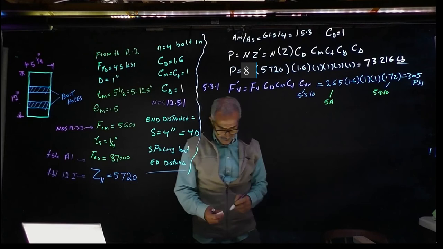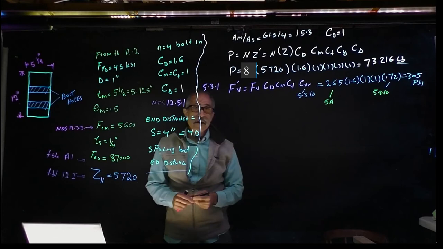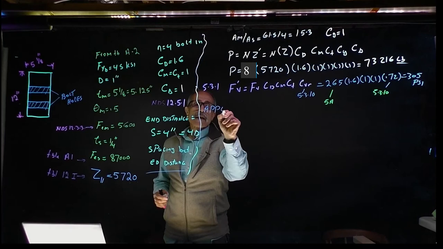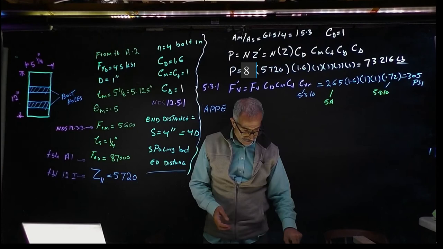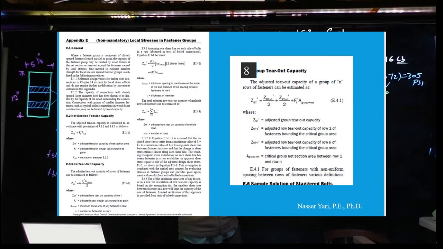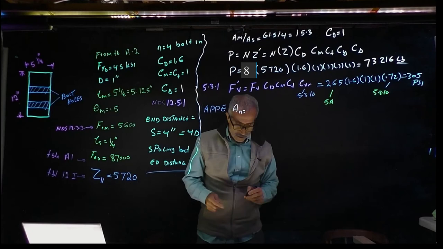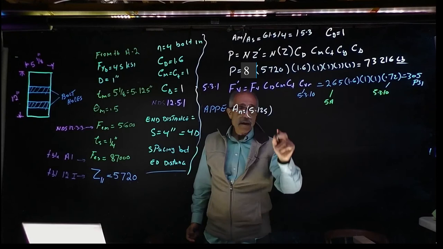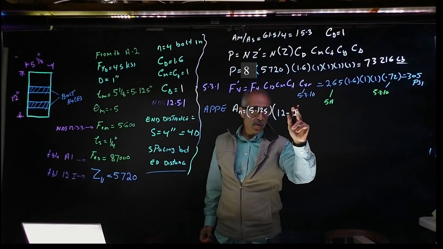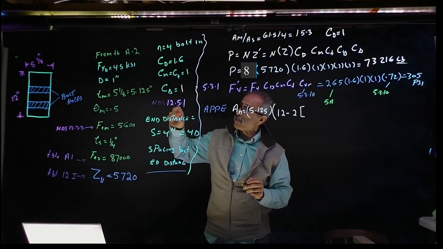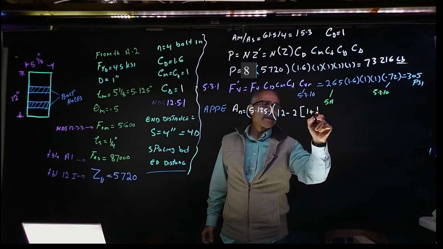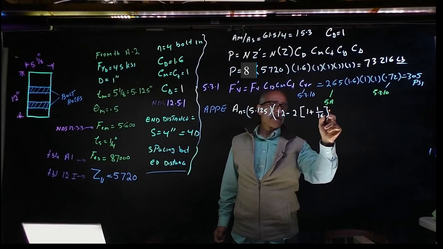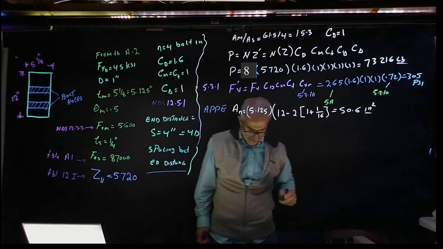Now let's find the net section area. If we go to Appendix E, take a look at Appendix E in NDS, you will see that first we're going to calculate net area. Our net area is basically 5.125 times 12 minus the bolt holes. So I got 5.125 multiplied by 12 minus two bolt holes, two of them. They are 1 inch plus 1/16. The size of the hole is going to be 1/16 plus the bolt diameter. So it's 1 plus 1/16. And that gave me 50.6 inch square. So now I have that.